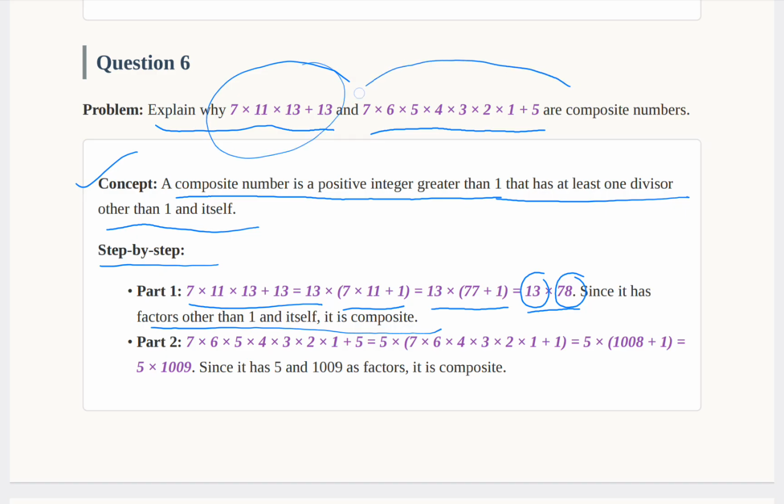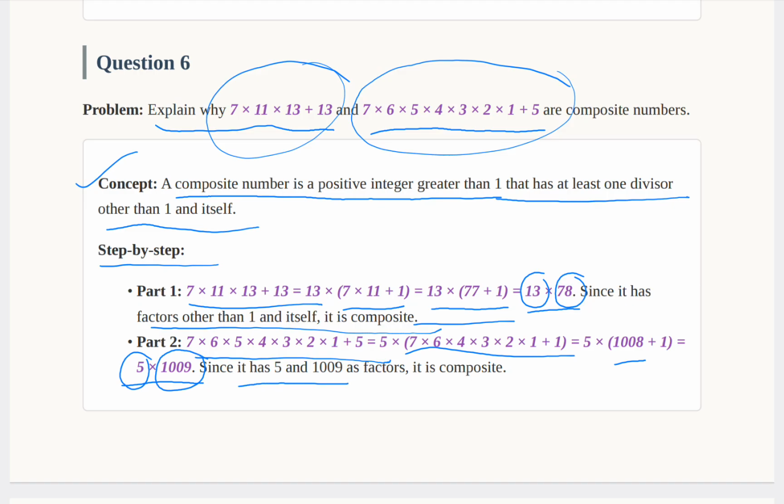Same way we will do this one. Okay, now in this equation, first of all, what you will do, you will take 5 common, then you will get this one. You can do it in notebook also. ठीक है, now you will multiply all these numbers, you will get 1008. So 5 into (1008 plus 1), and it will be equal to 5 into 1009. Since 5 is a prime number and 1009 is a composite number, since it has 5 and 1009 as factors, so it is a composite number.